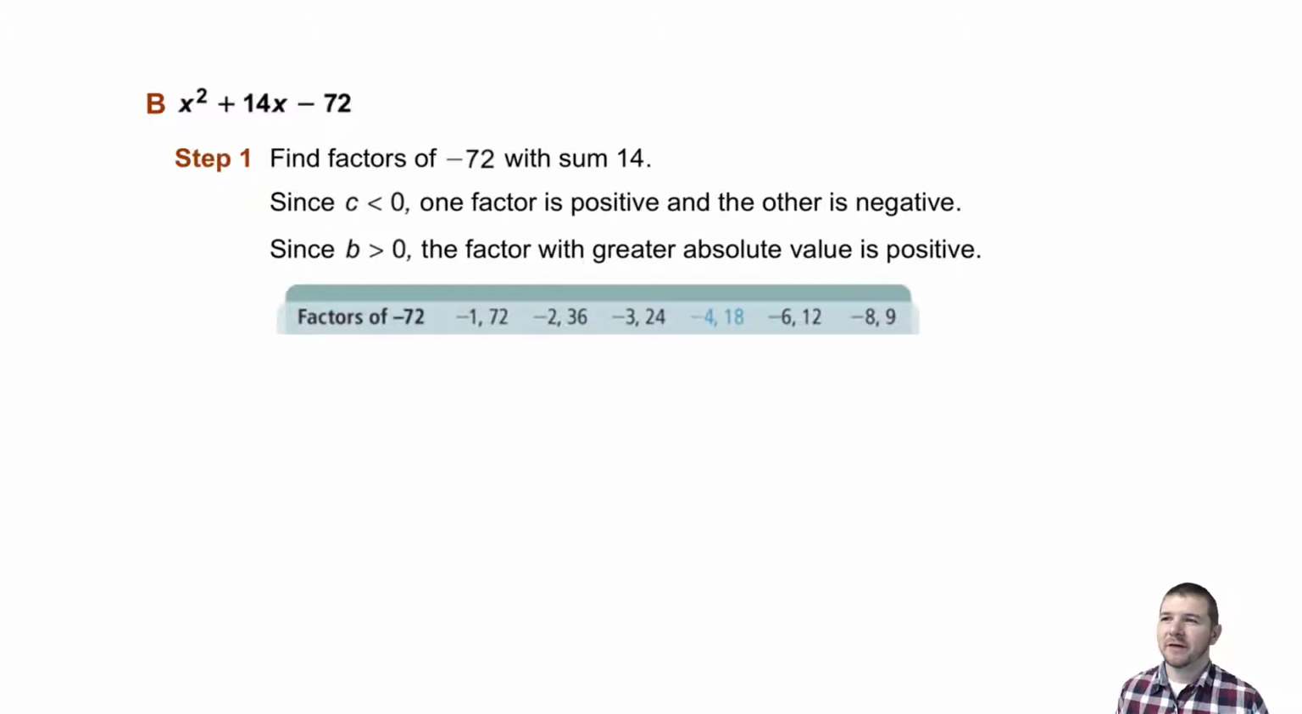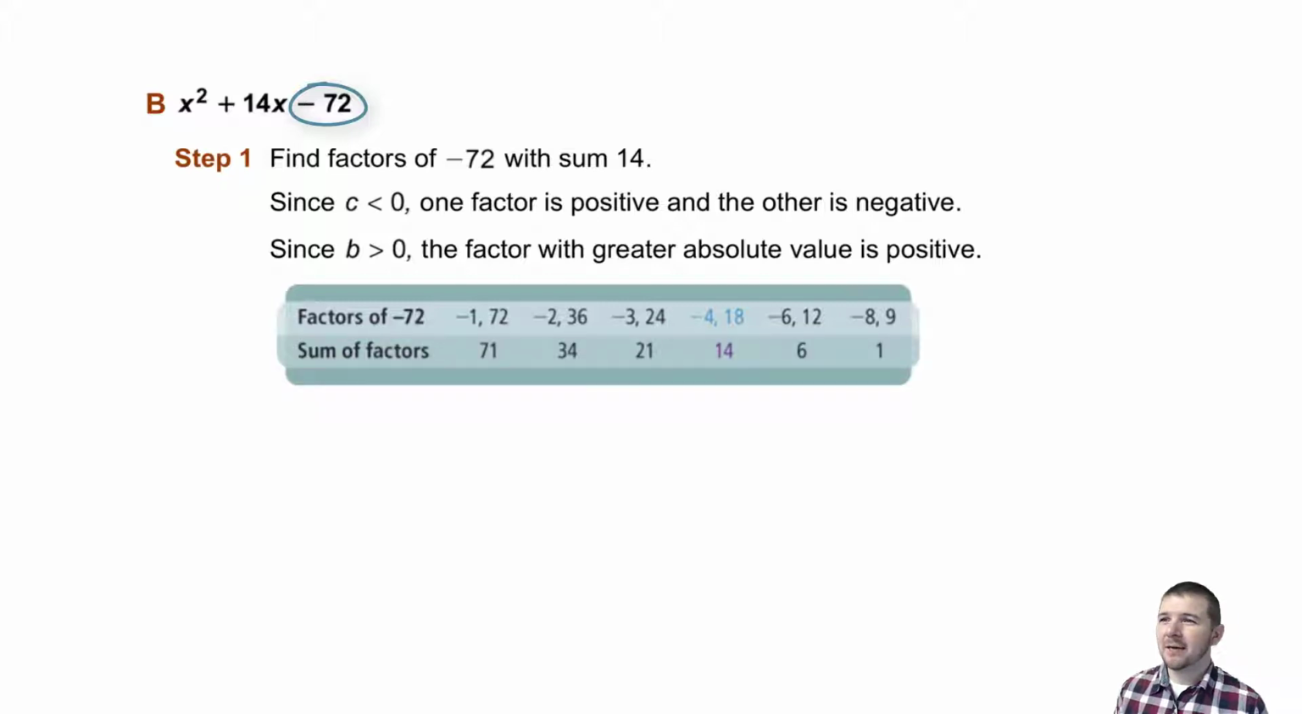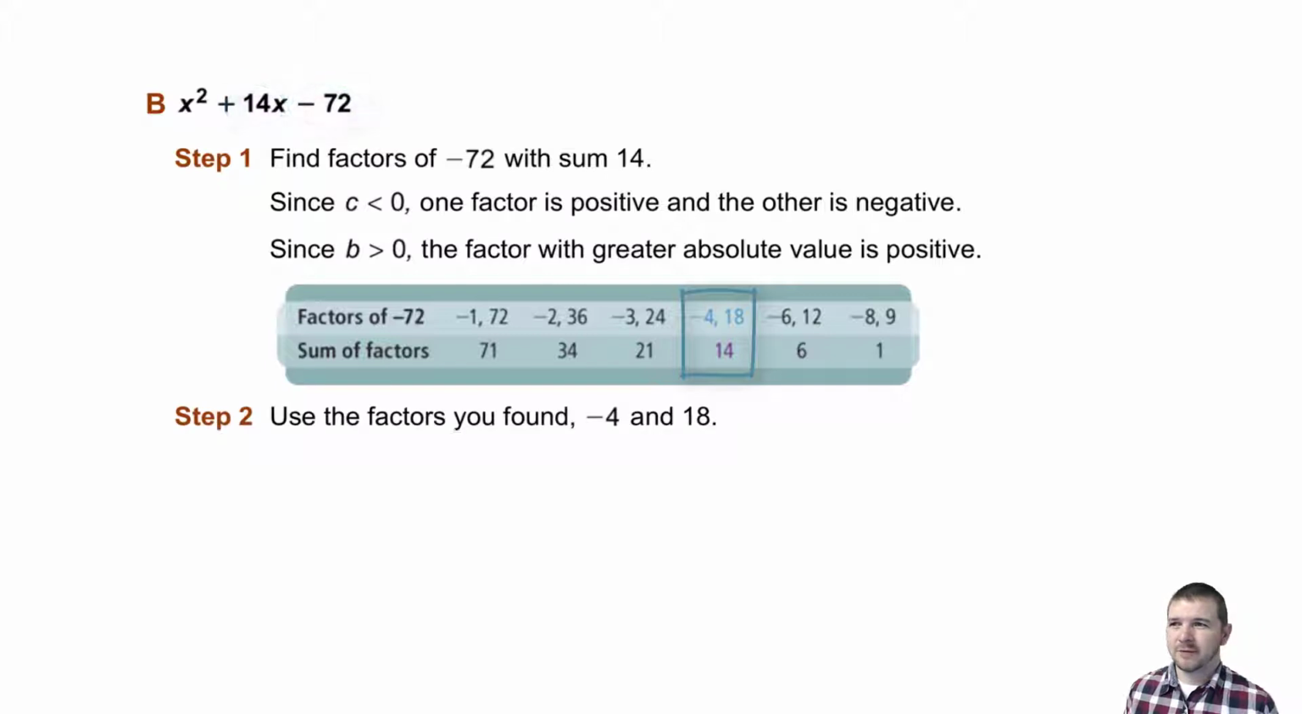So, considering a table with our factors of negative 72: negative 1 and 72, negative 2 and 36, negative 3 and 24, negative 4 and 18, negative 6 and 12, and negative 8 and 9. And then the sums of those factors below, we find that for negative 4 and 18, we have a sum of 14. So those are the factors we want to use. In step 2, use the factors you found, negative 4 and 18. So we write the trinomial, x squared plus 14x minus 72, as the product of its binomial factors, x minus 4 and x plus 18.